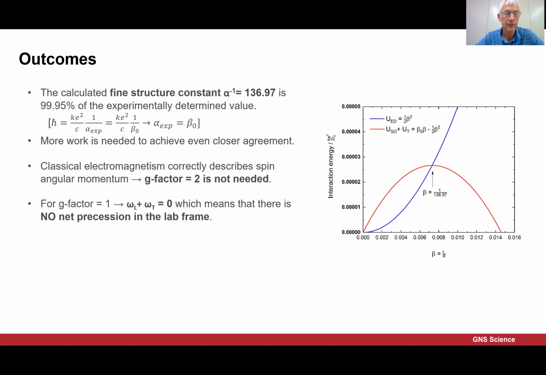this is implying that when we look at the actual precession, the Larmor precession with the Thomas precession, we actually get equal and opposite terms for these precession frequencies, which means that there is no net precession in the lab frame. And this makes sense, because in the lab frame, we see an electric dipole, and the electric dipole in the electric field will act to align it and not to make it precess. So this makes good sense.